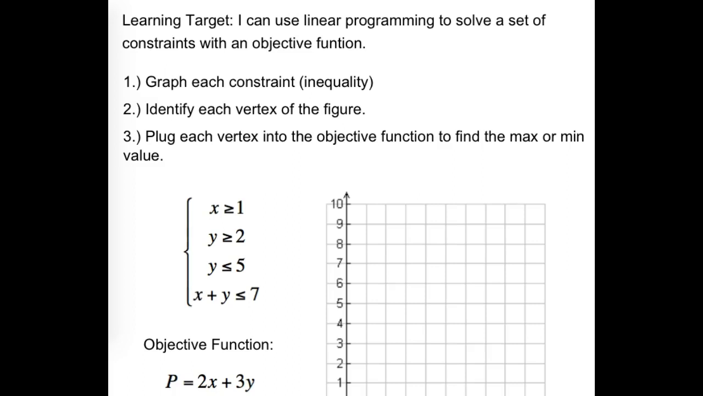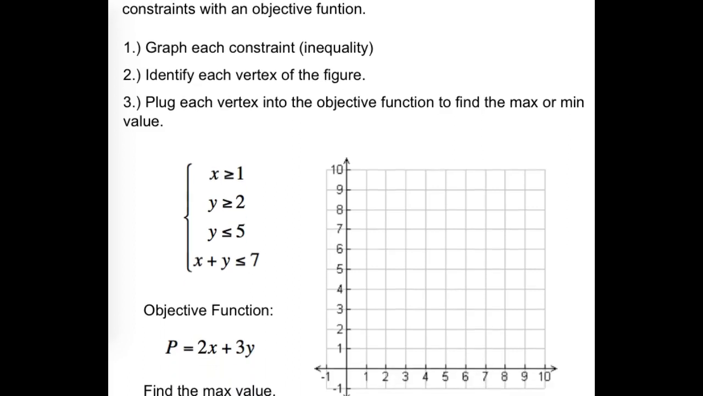All right, our last learning target from this chapter. I can use linear programming to solve a set of constraints with an objective function. So we have a list of constraints here. Okay, and we have an objective function. Our first step is we have to graph all of our constraints and look for what region has all of the shaded parts. Okay, we call that the feasible region.